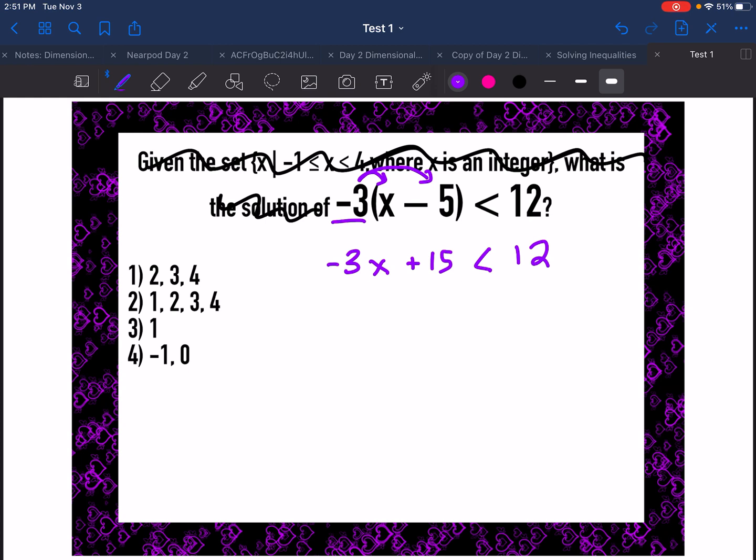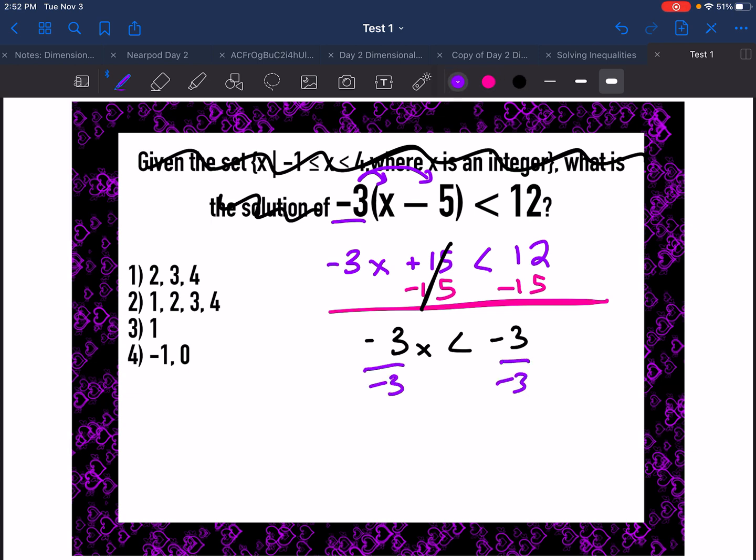Okay, I want to get x by itself. I need to subtract 15 on both sides. Cancel those out. Bring down -3x is less than 12 minus 15. We get -3. What's my final step to get x by itself? That is to divide both sides by -3. What happens when you divide an inequality by a negative? Well, you must flip your symbol. So I bring down x, I bring down greater than, and then -3 divided by -3 is just 1. So that is a solution.